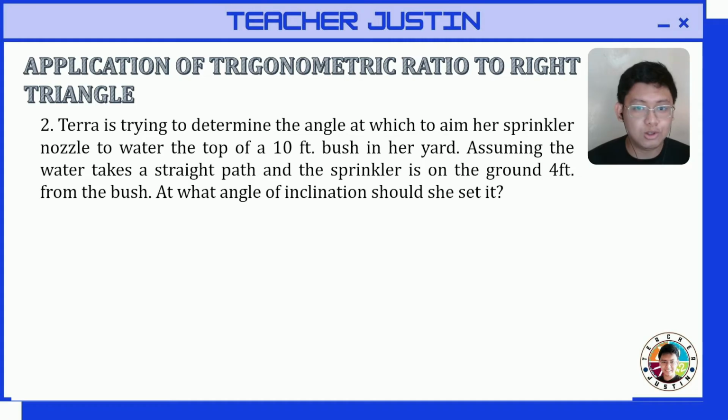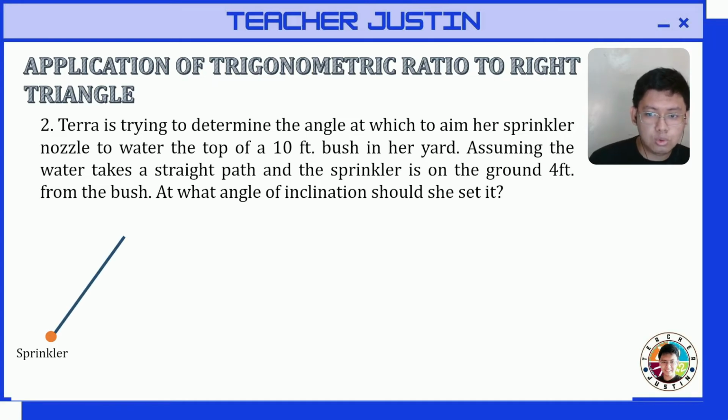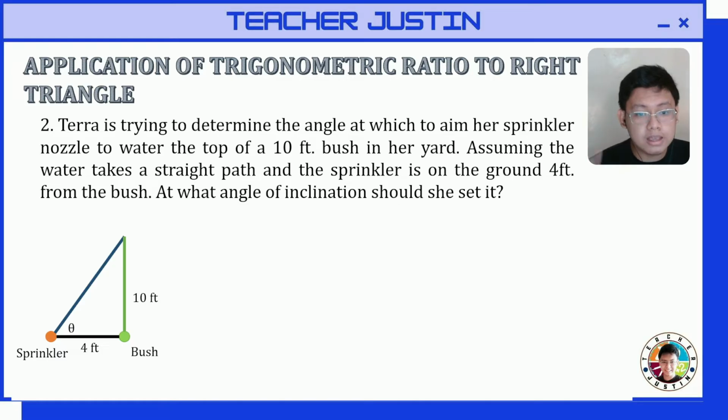So the first thing that we need to do is illustrate the problem. So we have here the sprinkler, and then she needs to water the top of the 10-feet bush in her yard. So we have the bush, okay, which is 10 feet. Then we have the sprinkler that is 4 feet away from the bush. Now the question here is we're looking for the angle of inclination. So the angle of inclination is the angle of elevation from the ground to the top of the bush.